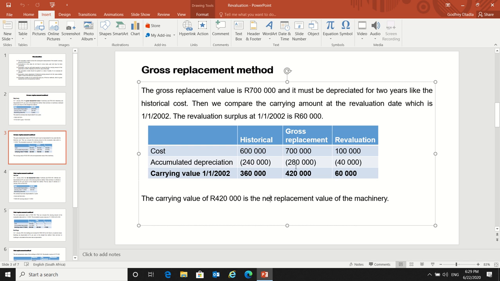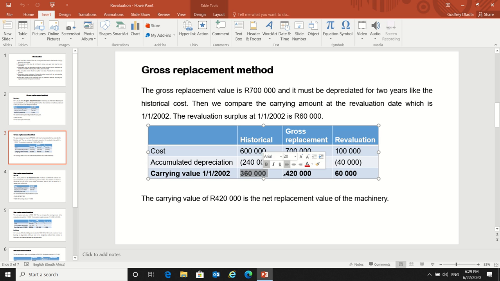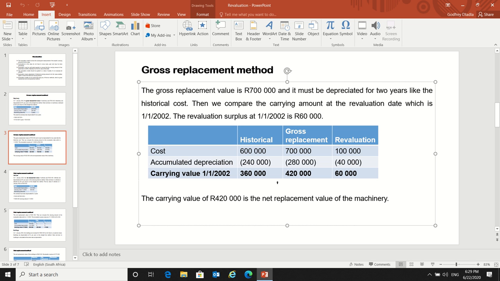Now you must compare your historical carrying amount to your new revalued carrying amount. You can see that the asset is at 360, but it's supposed to be at 420. So it must increase from 360 to 420, meaning the increase, which is the revaluation, is 60. Now, what I want to bring to your attention is this: this 700 is a gross replacement amount. The 420 is a net replacement amount.